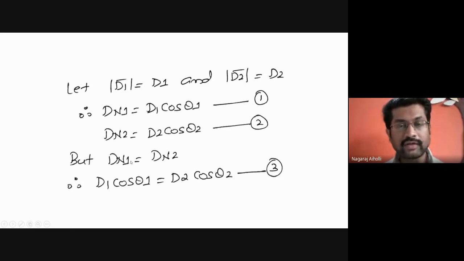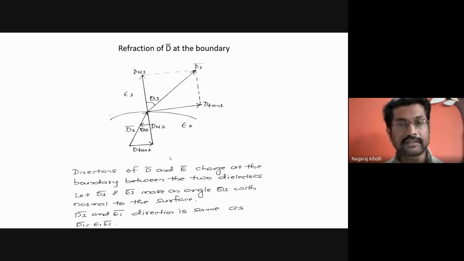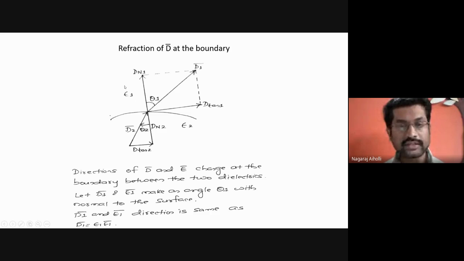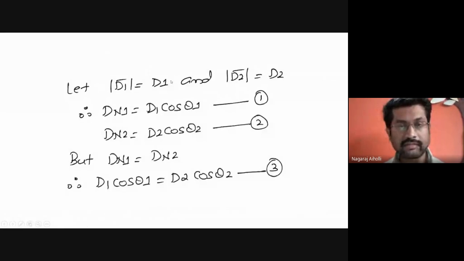But we know Dn1 is equal to Dn2 from the previous derivation. Am I right? Yes, let us make use of this. Dn1 is equal to Dn2, hence I can equate the RHS of both, since the LHS are the same. Therefore, D1 cos theta 1 is equal to D2 cos theta 2. Take it as equation 3.